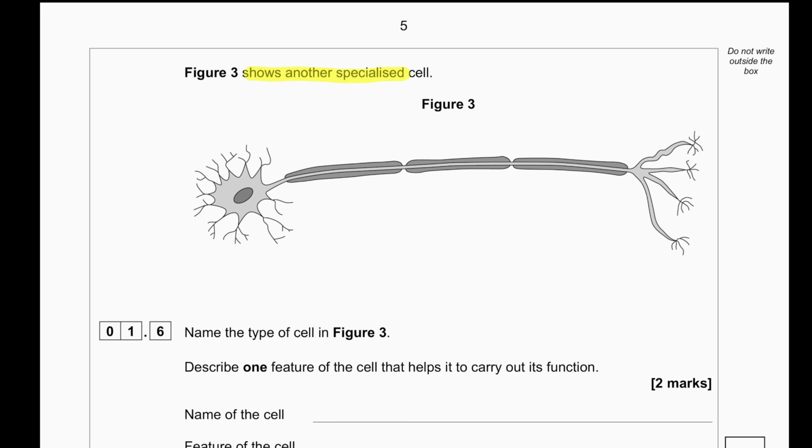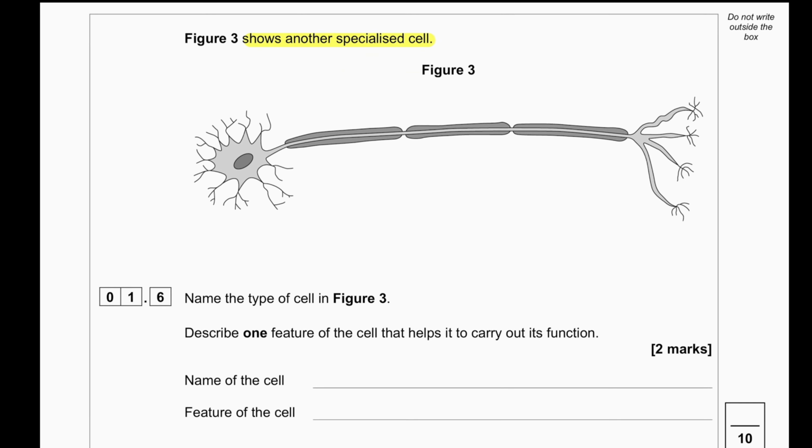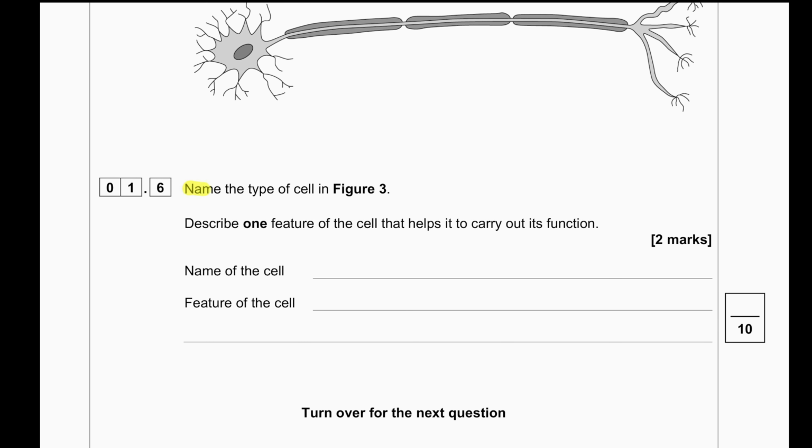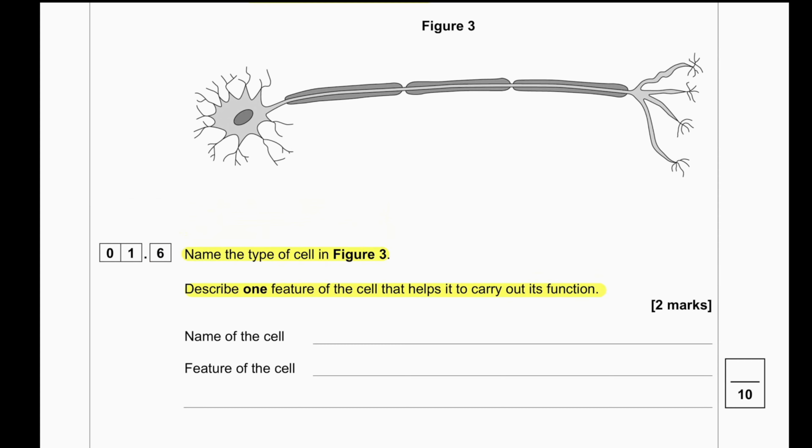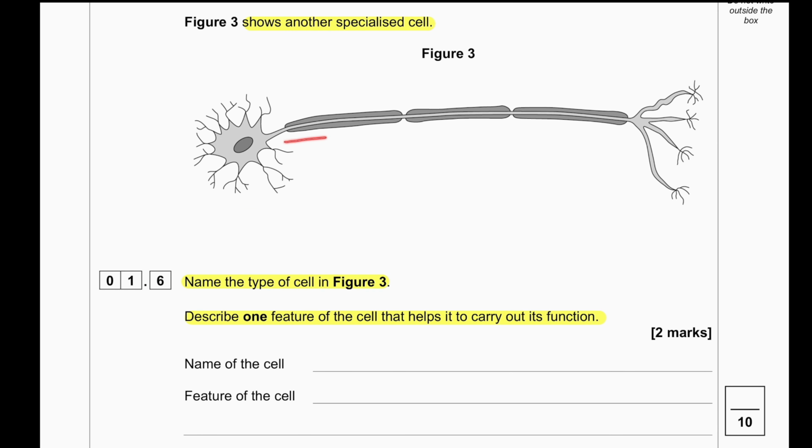Figure 3 shows another specialized cell. We can see a motor neuron. Name the type of cell in figure 3. Describe one feature of the cell that helps it to carry out its function. Now specifically, the motor neuron name is not necessary. We can also call it a nerve cell, and the specialized feature that we can see is that it contains a very long protrusion.